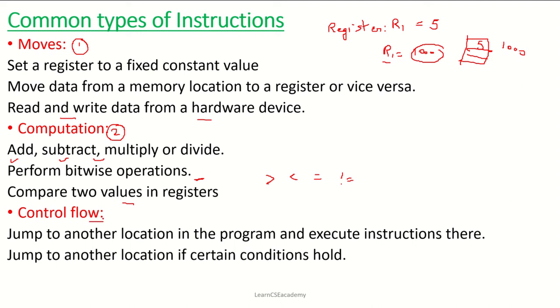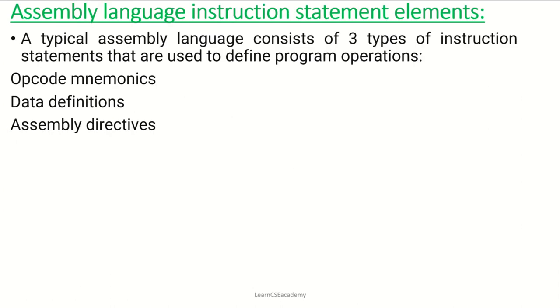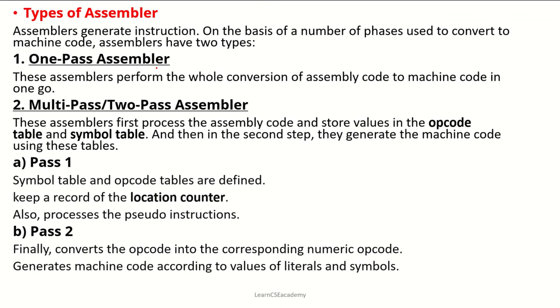And then we have control flow. In control flow we use the jump instruction to jump to another location in the program and execute the instruction there, or jump to another location if a certain condition holds. What are the assembly language instruction statement elements? In total we have three: opcode, data definition and assembly directives. What are the types of assembler we have?